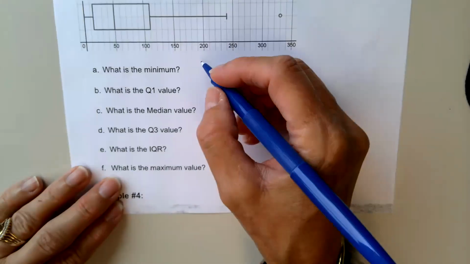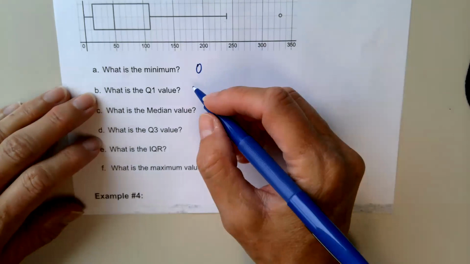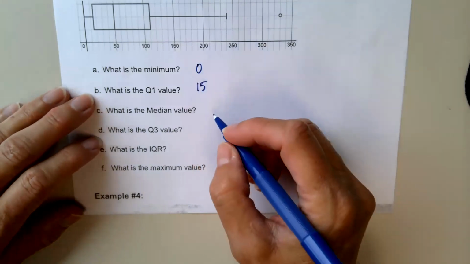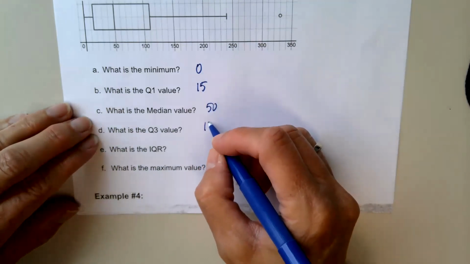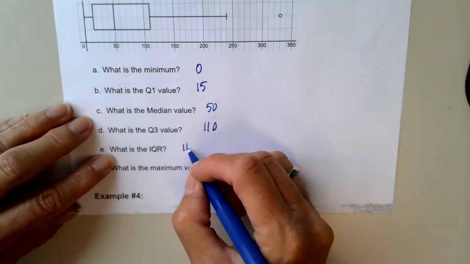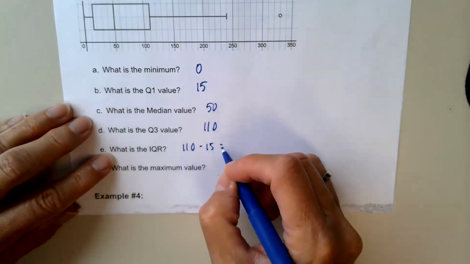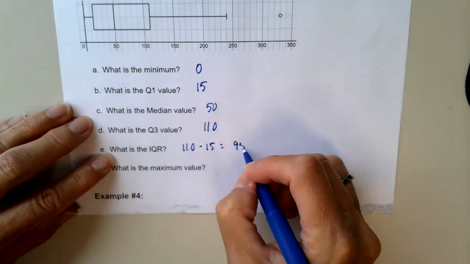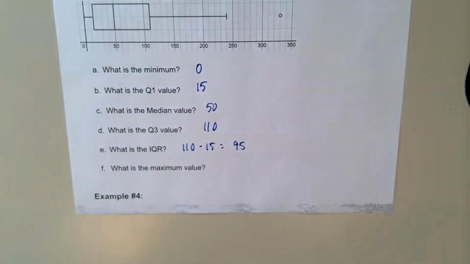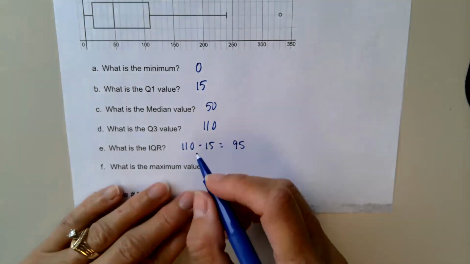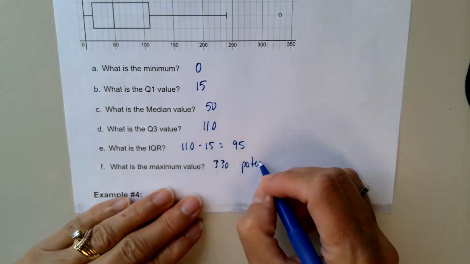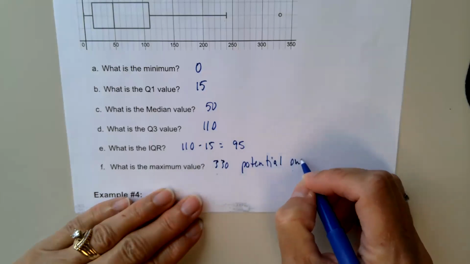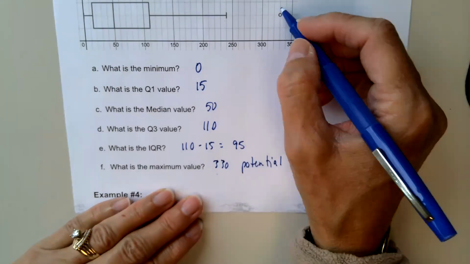What is the minimum? The minimum was 0. What is the Q1? That was 15. What is the median? It was 50. The Q3 is 110. Our IQR is 110 minus 15, or 95. And what is the maximum value? It is 330. And it's a potential outlier for sure. You can see that there.